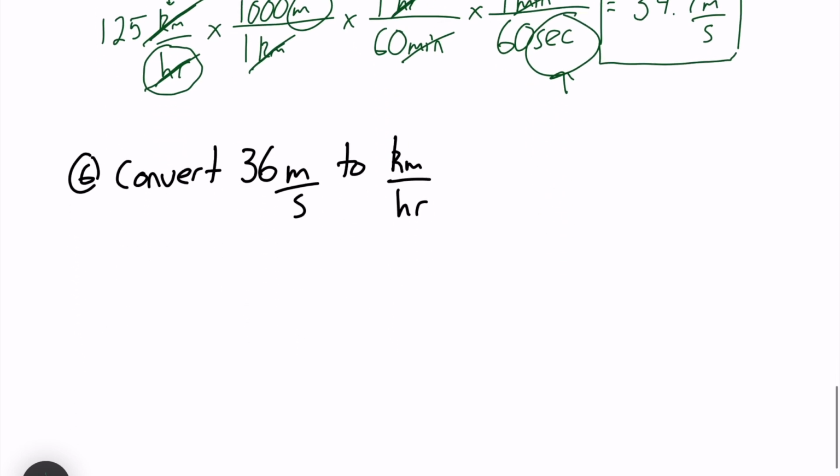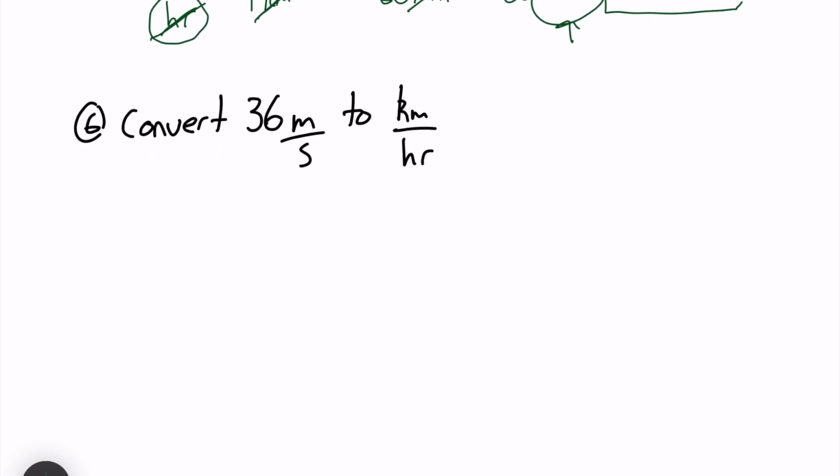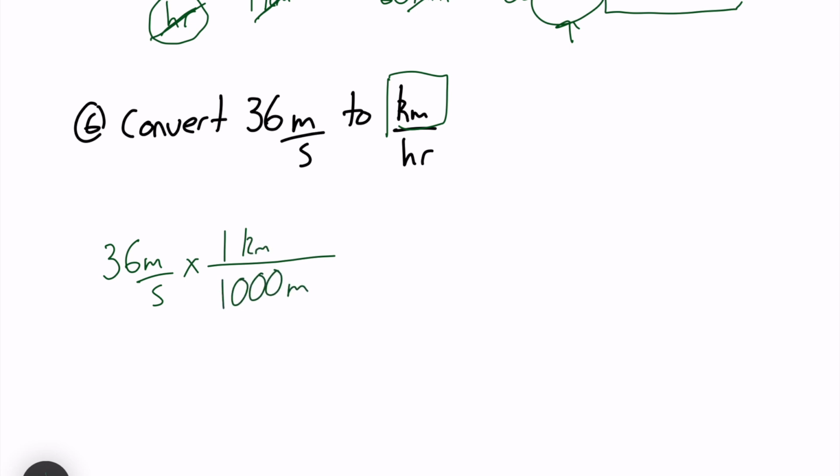All right, let's jump into our last example here. I'm going to take a little bit of a shortcut here. I'll show you what you can do to shorten this process just a little bit. So this time we are going from 36 meters per second to kilometers per hour. So the first thing here, I want to convert my meters to kilometers. Okay, so remember, we will have 1 kilometer on top, and that is equal to 1,000 meters.